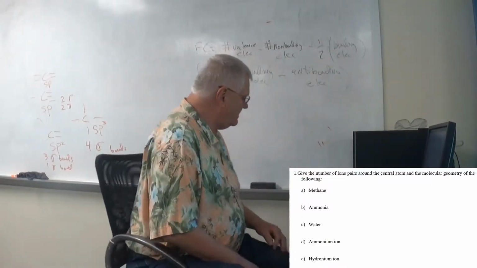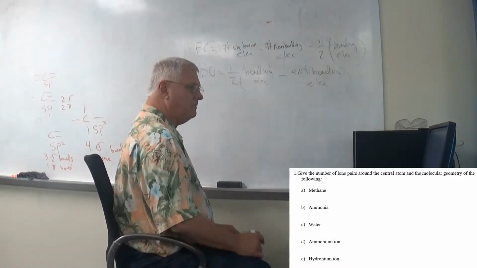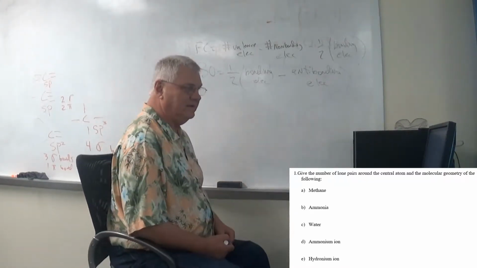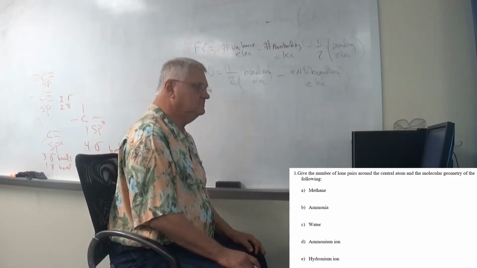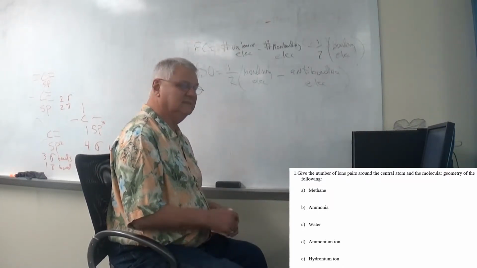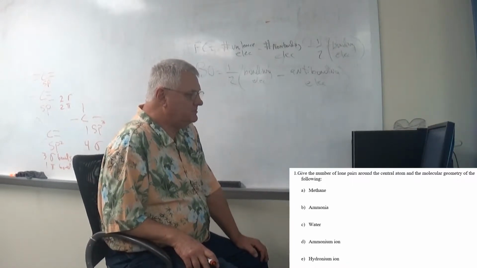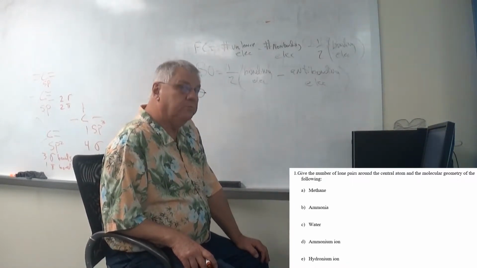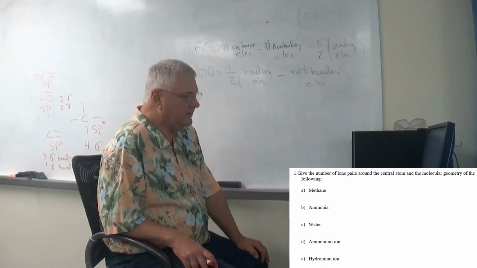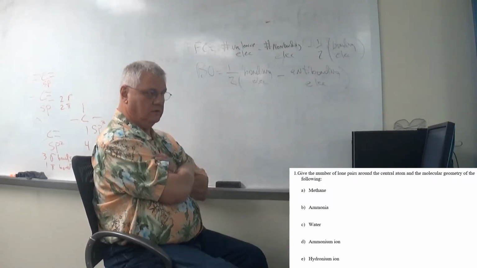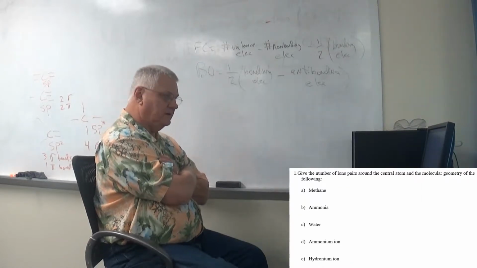Chapter 10, number 1: give the number of lone pairs around the central atom and the molecular geometry of the following. We already had methane up here. Do you remember its molecular geometry? Tetrahedral. And how many lone pairs? 0. We had ammonia. Its geometry was trigonal pyramidal, with 1 lone pair of electrons. Water's molecular geometry is bent, with 2 lone pairs on the oxygen.